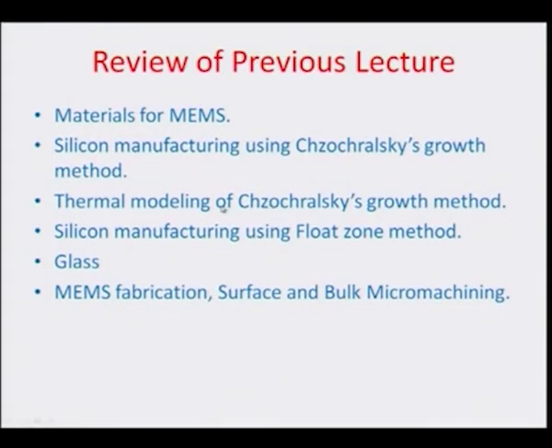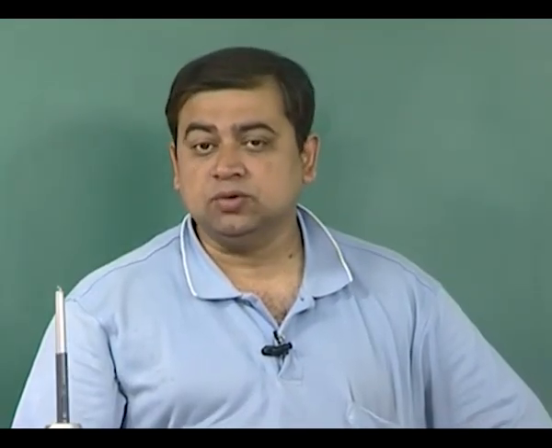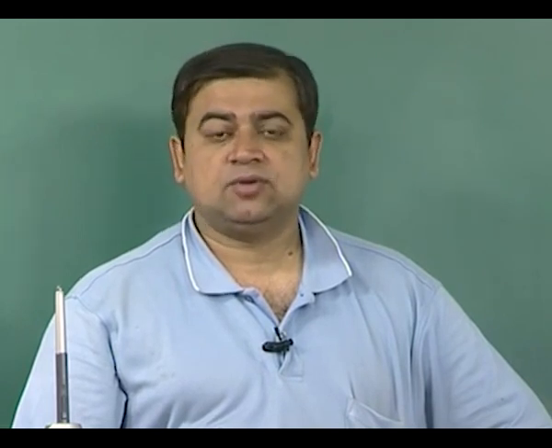Then we referred to a different model of silicon manufacturing using the float zone method. Finally, we talked about glass, which is another very important material for MEMS, and then we started with some MEMS fabrication strategies, particularly surface and bulk micromachining. Surface micromachining is an additive process, where layers of thin films can be deposited on the surface, and bulk micromachining is a subtractive process, where you can remove material from the volume of the wafer for doing machining.